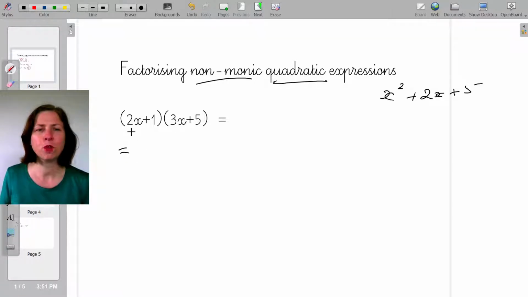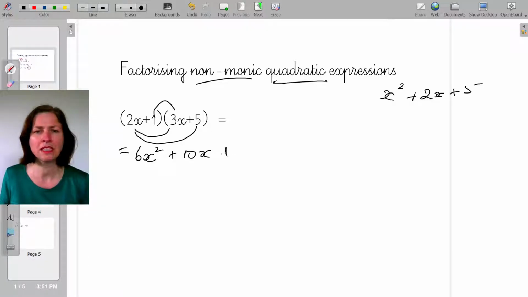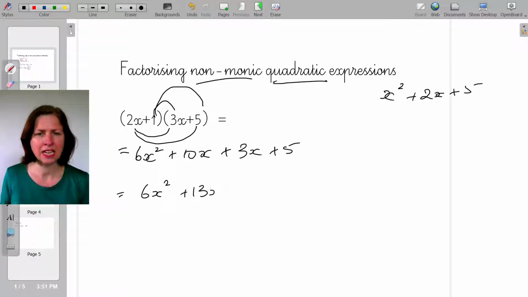So if I use FOIL and I do my firsts, that's going to give me 6x squared here. Then I do my outsides, that's going to give me 2x times 5, which is plus 10x. Then I do my insides, that's 1 times 3x, that's plus 3x. Then I do my lasts, which is 1 times 5, so that's plus 5. So that gives me 6x squared plus 13x plus 5.